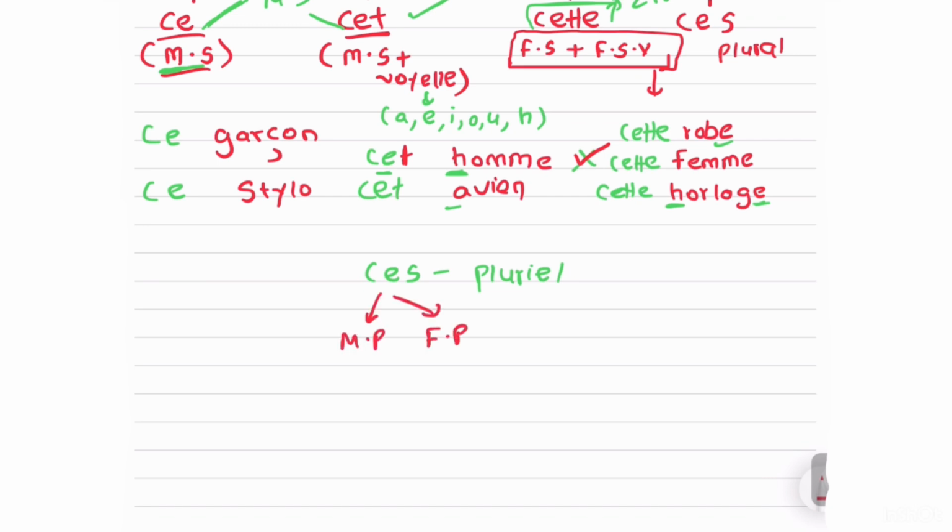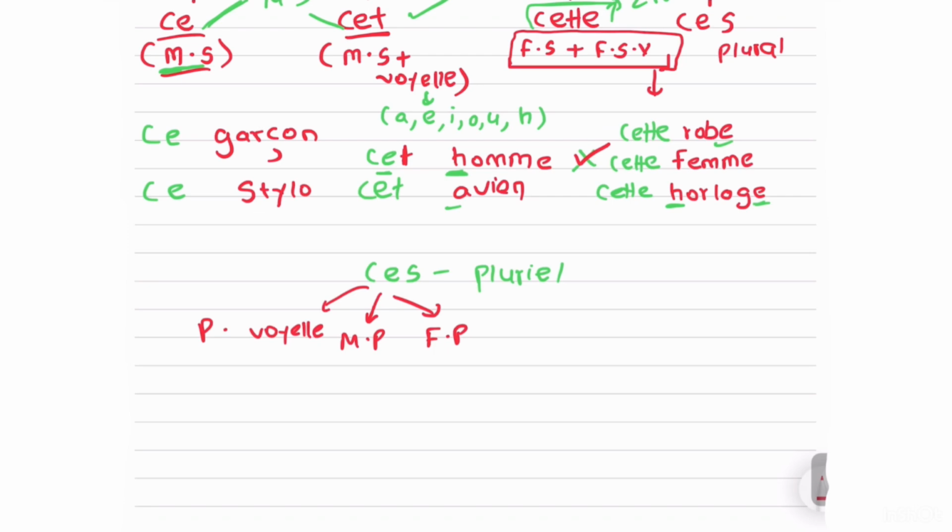That means when you see a plural noun, you don't have to see its gender. Why? Because the gender does not matter. Whether it's masculine, feminine, or even if it starts with a vowel, that is voyelle, a plural noun is still considered plural. We don't have to check that as long as it's plural.